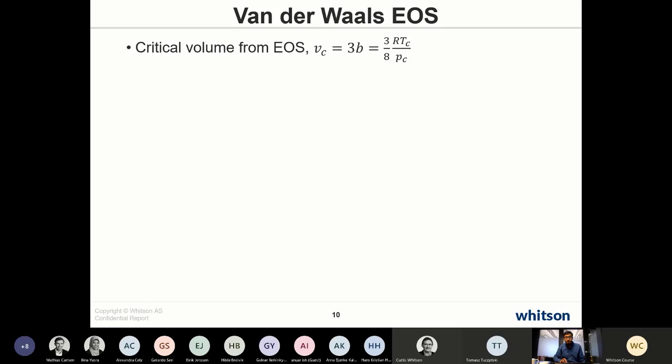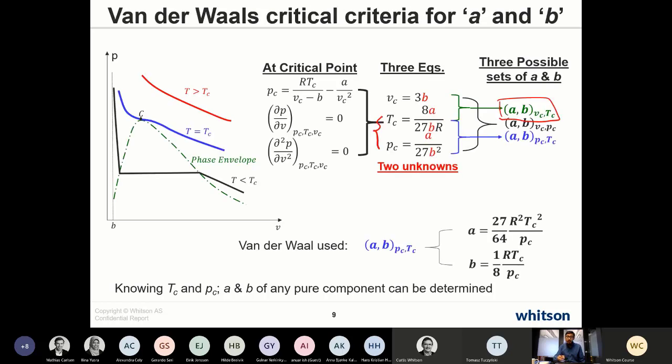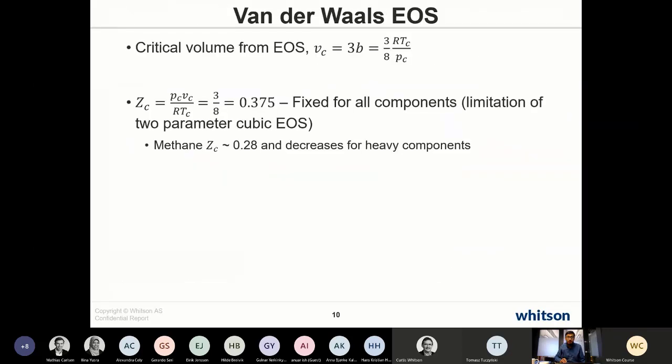So if we now know that A and B are defined by this, then we know that VC is equal to actually 3 times B. So the VC now, if we replace the value of B that we have calculated before, will become 3/8 R times TC over PC for a given component.